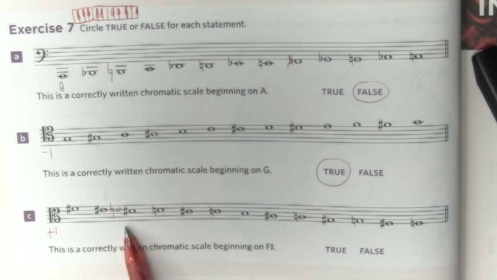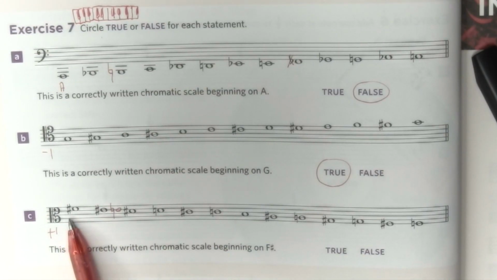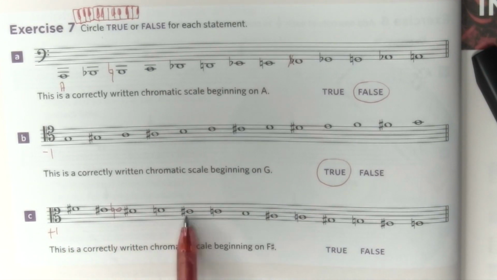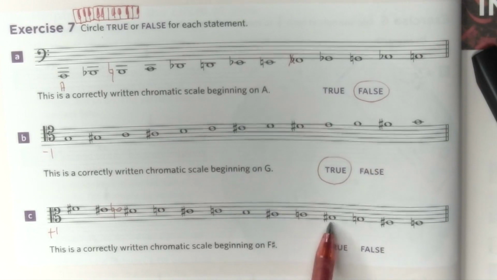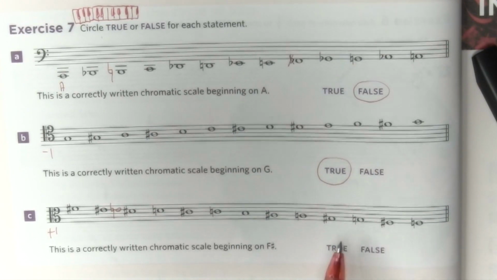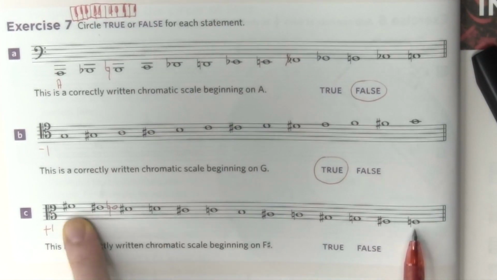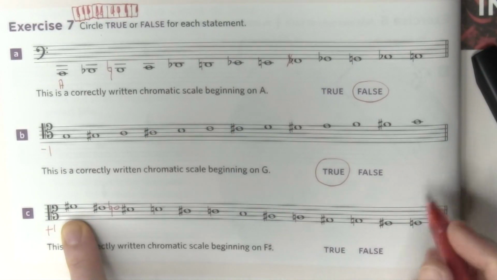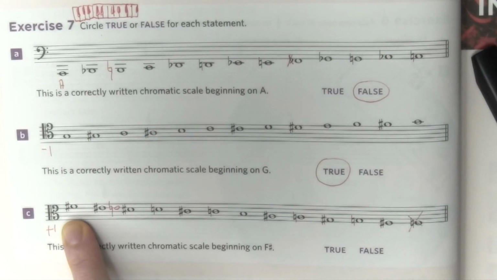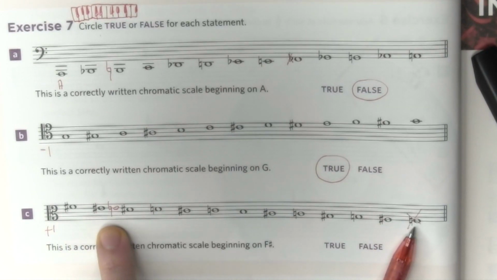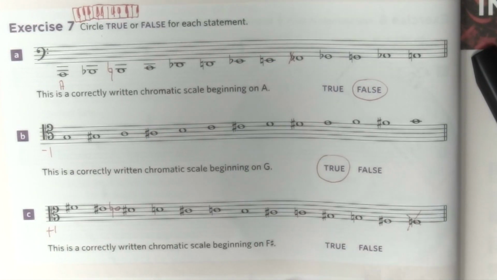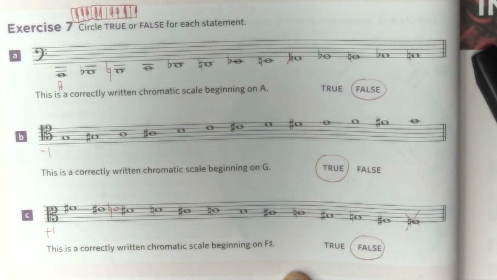In the previous exercise they tell you that the chromatic scale must have 13 notes. Let's count them. 1, 2, 3, 4, 5, 6, 7, 8, 9, 10, 11, 12, 13. It has 13 notes, but then look at here. Where did we finish? On Fa natural. We had to finish on Fa sharp. So of course this is an extra note that was not needed. So even this has 2 mistakes, so it can't be correct. So the answer is false.